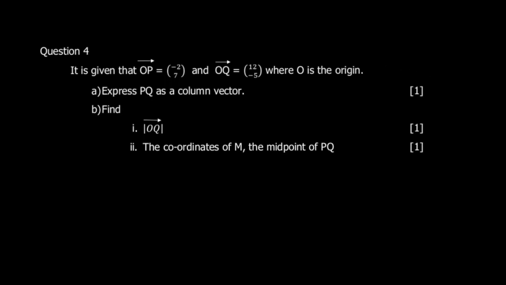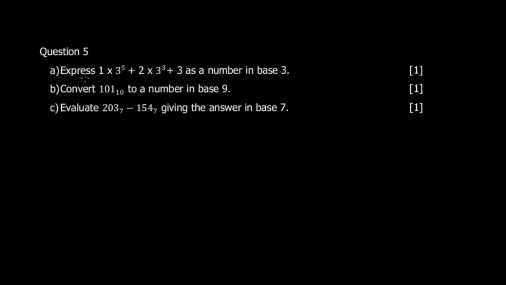So let's quickly move to question 5. Question 5 says express 1 by 3 to the power 5 plus 2 by 3 to the power 3 plus 3 as a number in base 3. And then you're given one mark. Sometimes those marks can be a guide. If you have only a single mark, sometimes the answer is obvious, or it doesn't require you to work out that much.